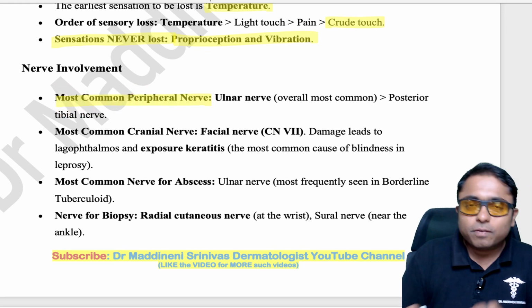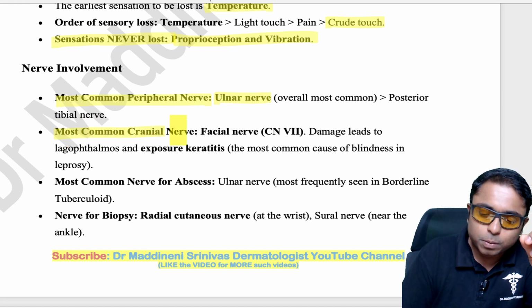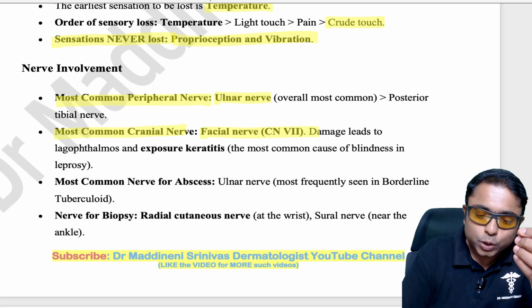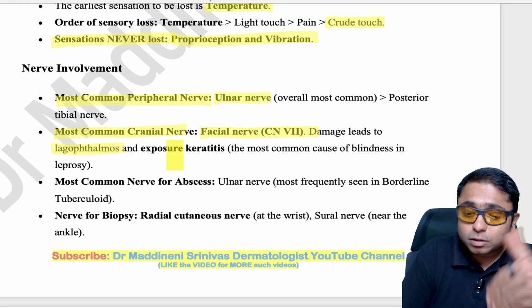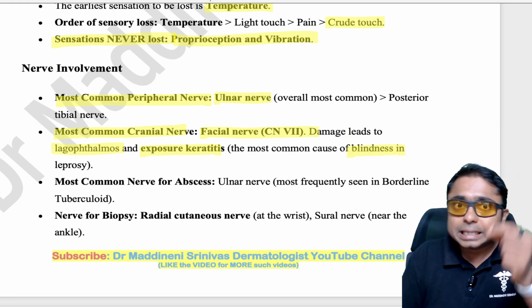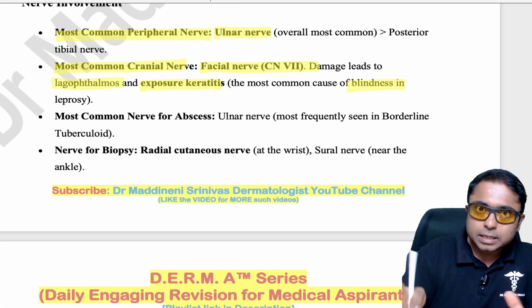The most common peripheral nerve affected is the ulnar nerve, followed by the posterior tibial nerve. The most common cranial nerve affected is the facial nerve. Damage to this can lead to lagophthalmos, because of which there is exposure keratitis, which is the most common cause of blindness in leprosy patients. Again, this can be integrated from the ophthalmology point of view.